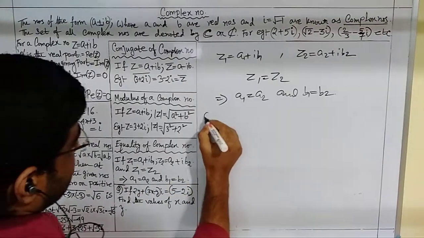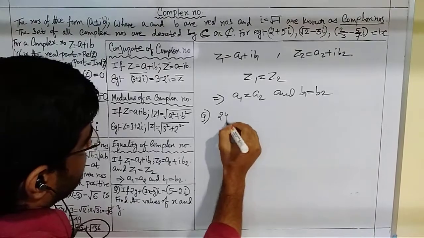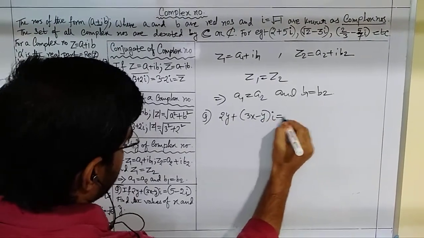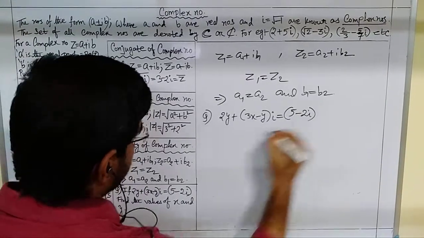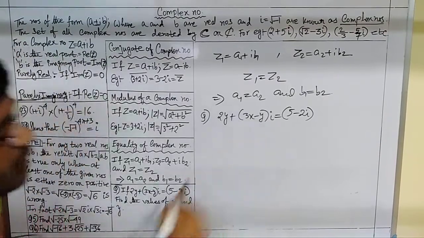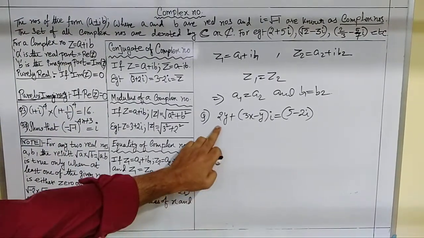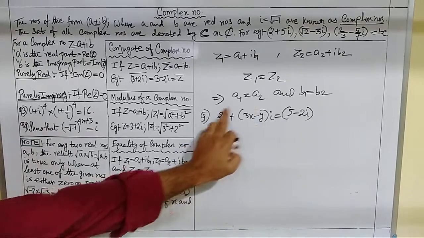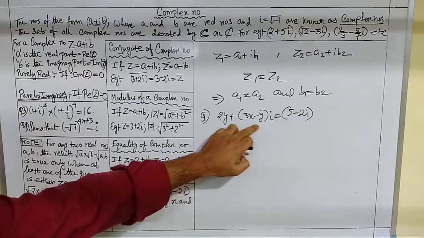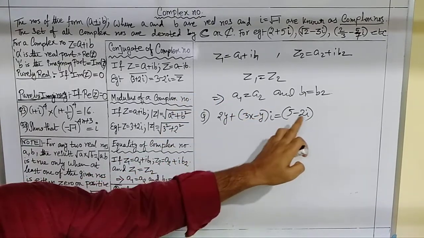I have taken a problem here just for your understanding. 2y plus (3x minus y)i equals 5 minus 2i. We have to find the values of x and y. First, students, try to understand: 2y is the real part of this complex number, and 3x minus y is the imaginary part of this complex number. It is equal to 5 minus 2i.